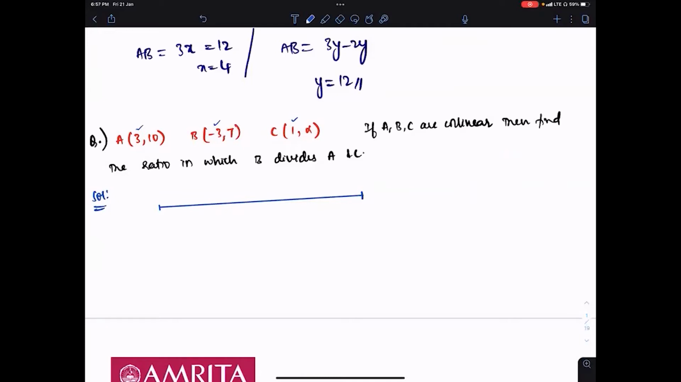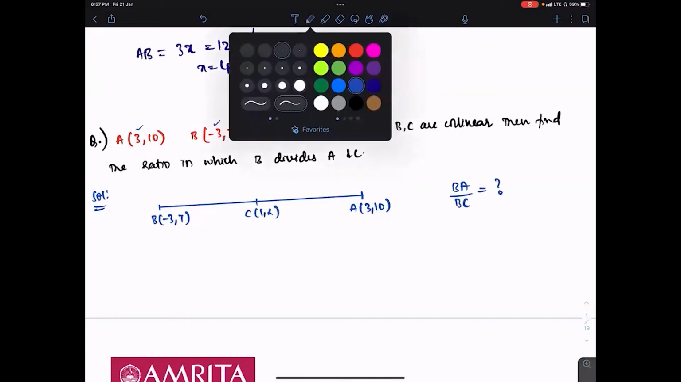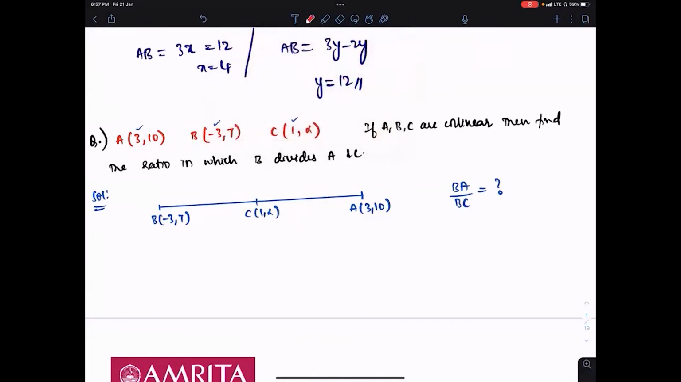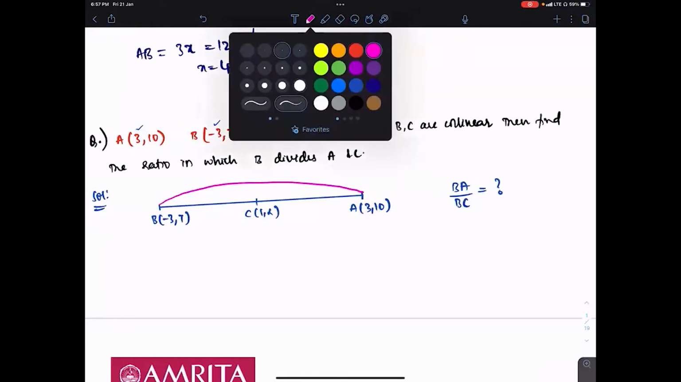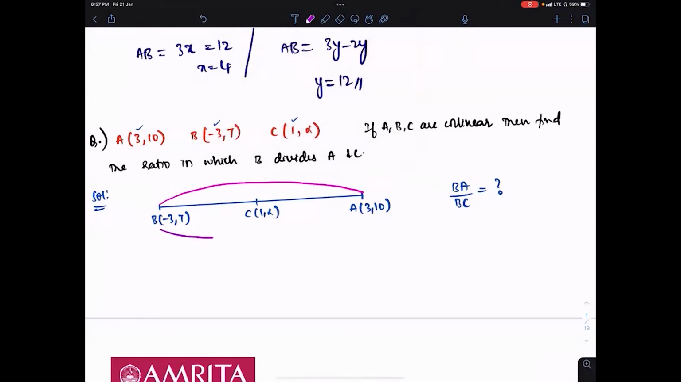Now, in increasing x, first minus 3, 7 will come, which is B. Next C will come, 1, alpha. Next A will come, 3, 10. Now, what is asked? The ratio in which B divides A and C. That means they are asking BA by BC, correct? Now, let me mark it like this. This is BA by BC.